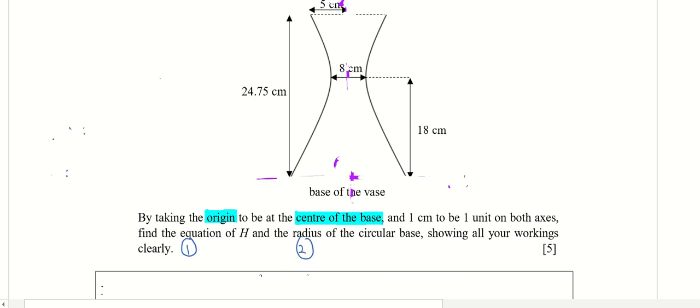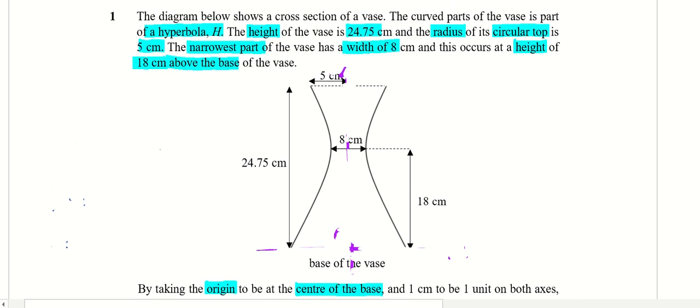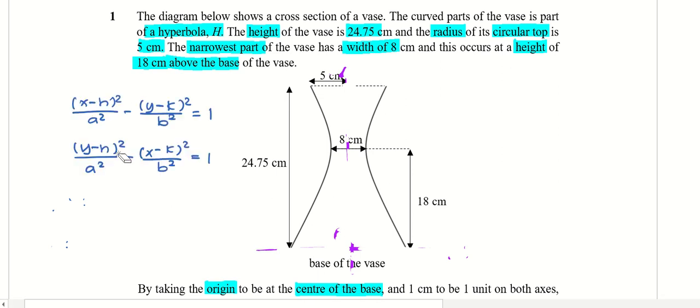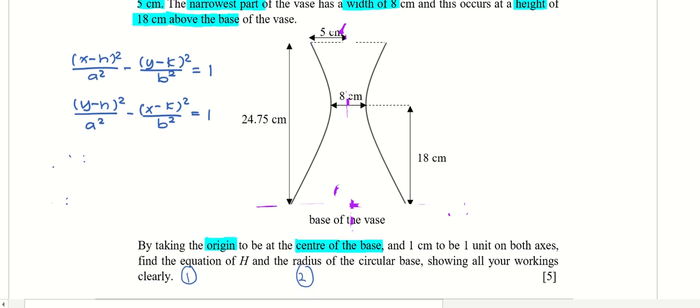So to find the equation of H, let's go back to what H is. The question says H is a hyperbola. So let's write down the standard equation for a hyperbola. These are the two. You don't have to memorize because you can retrieve it from your GC, but it will be good because if you memorize, it will be quite fast to retrieve from your memory. So these are my two equations.